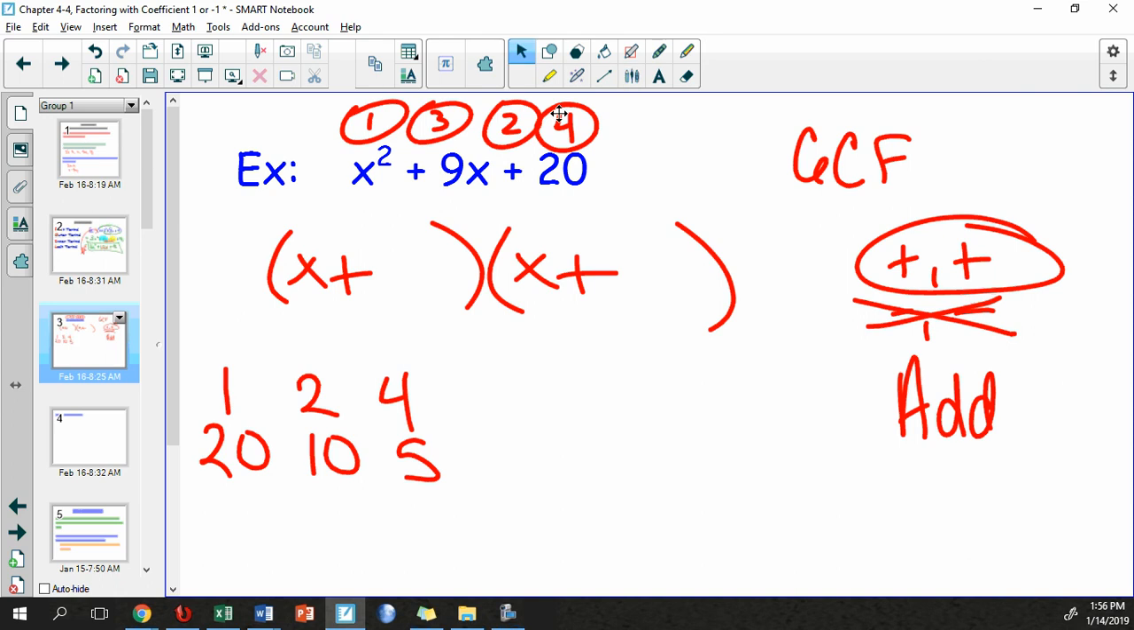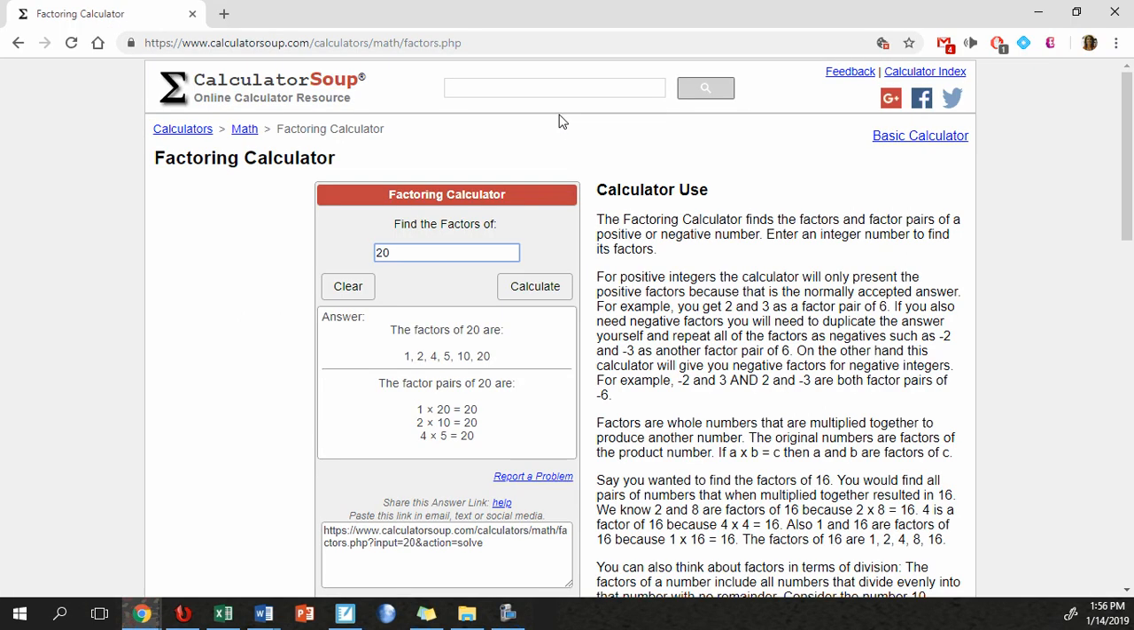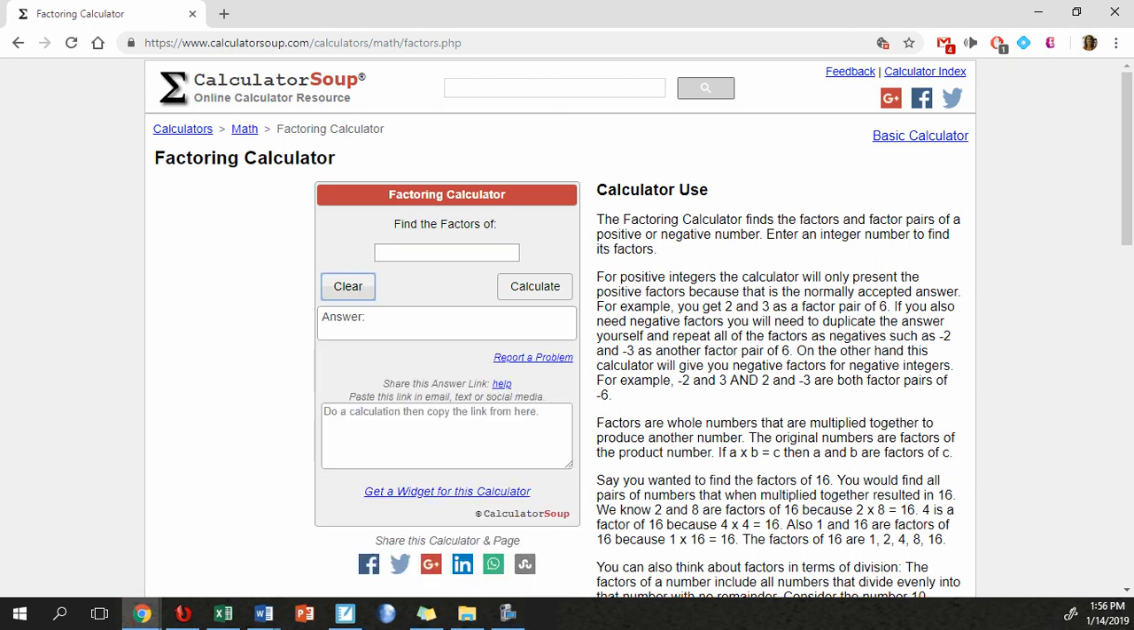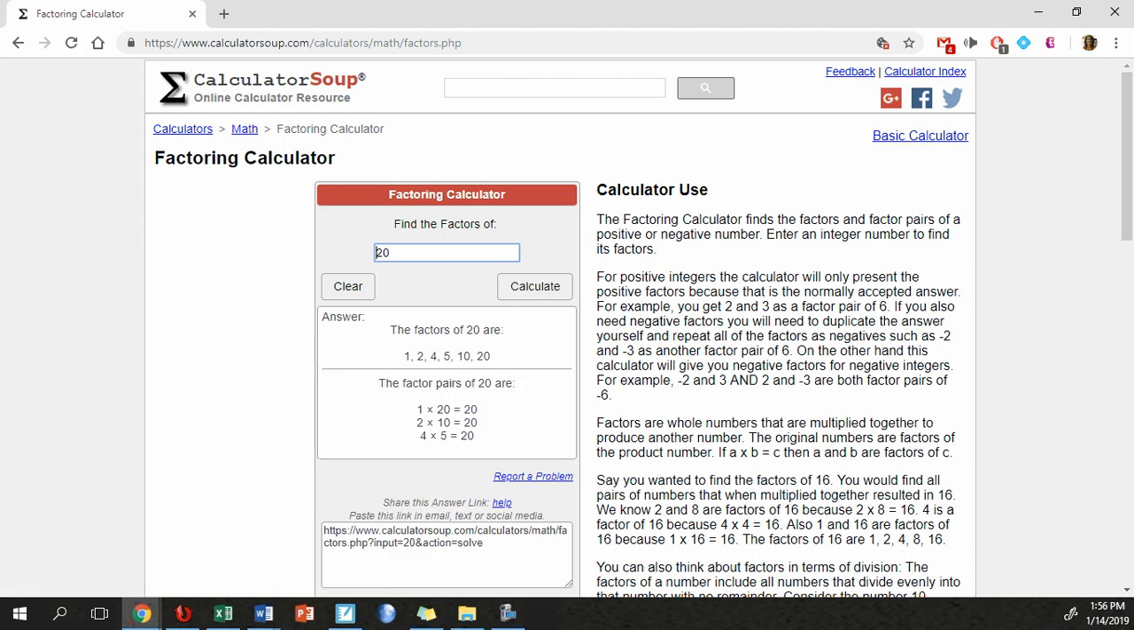Now, this is what I want to show you. Many of you guys struggle with that right there. So I'm going to show you what we call calculatorsoup.com. And it is a factor finder. If you type right here for all of the factors that you want, put a 20 right there and hit enter, it will pop out your factors. Okay? It'll give you 1 and 20, 2 and 10, 4 and 5. Do we see that, yes or no? Will I allow you to use this on the test? Yes, but your laptop will be restricted to this website only. Questions over that?